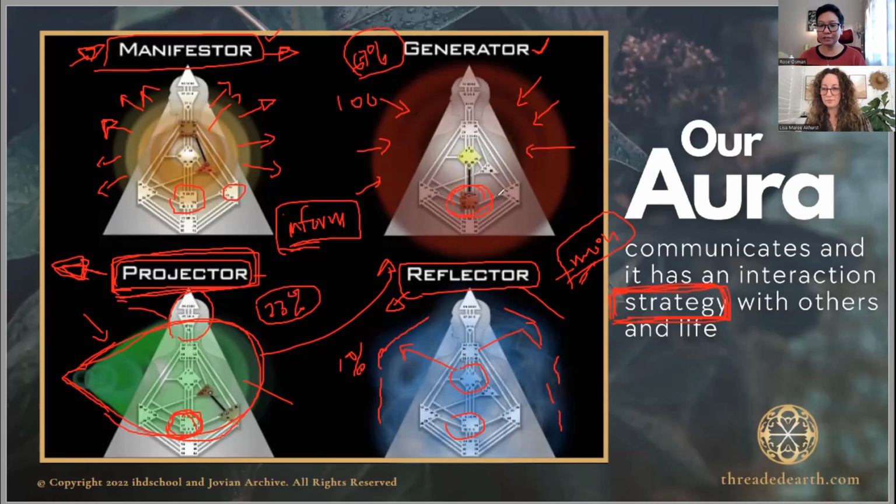And if you're a manifester, your strategy is to inform. Your aura is closed and repelling to protect your independence. But in order to make your move out into the world, you have to inform people what you are about to do, what you are going to say to them, and so on.